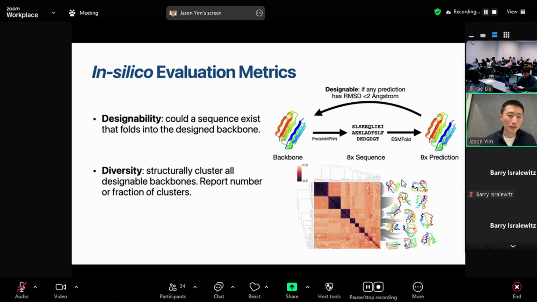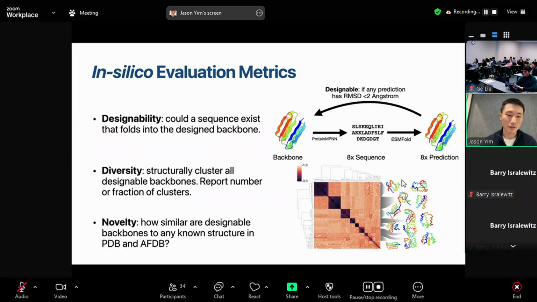We also, as I said, want to have diversity. So after we design a bunch of proteins, we structurally cluster them. There are a lot of algorithms for this where you can take 2 proteins and construct a score between 0 and 1 of how similar they are. You can construct a matrix of every pairwise TM score, and then use a clustering algorithm to determine how many unique proteins you have based off this graph. So for diversity, we typically report the number or fractions of clusters, and this tells you how diverse your generative model is.